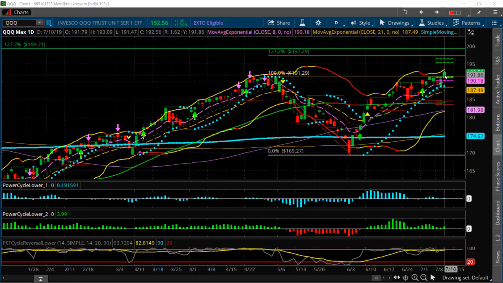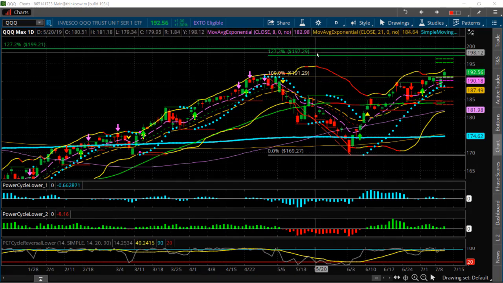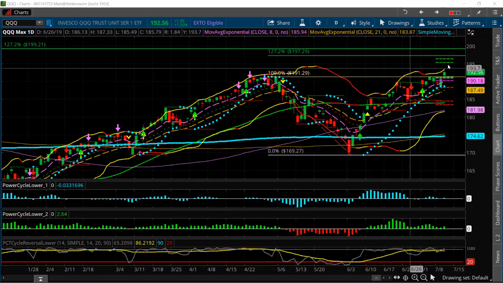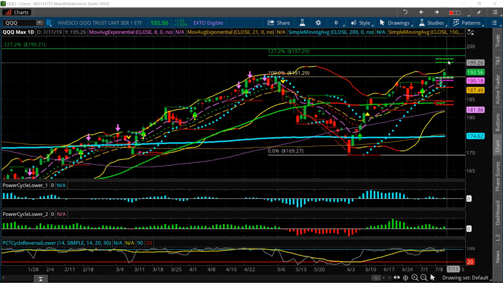Now there's potential for the next target, using Fibonacci, about this 1272 up to 197, but I'm targeting right here, 195. There's a lot of option activity, a huge amount of option activity right here at the 195 strike for the monthly expiration, which is next week. So this is a really good target if you want to trade.